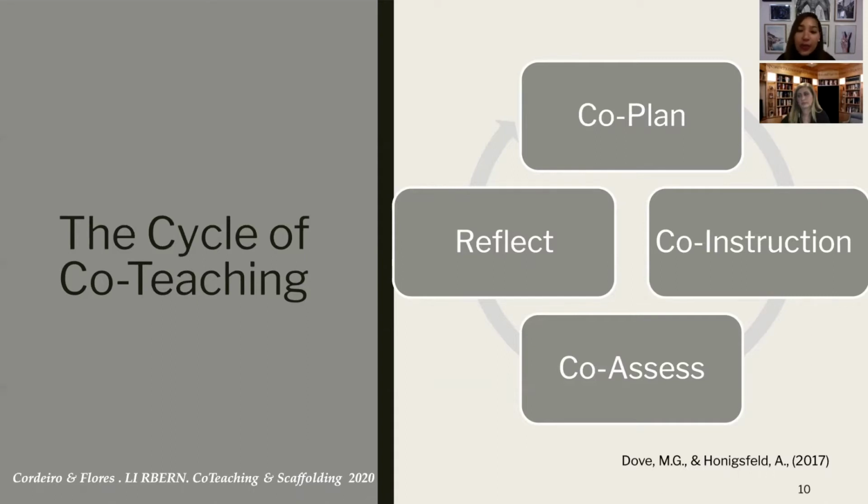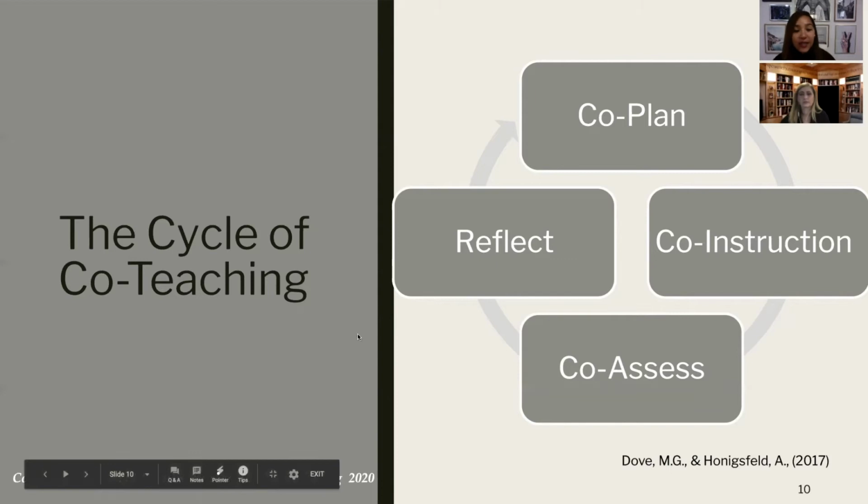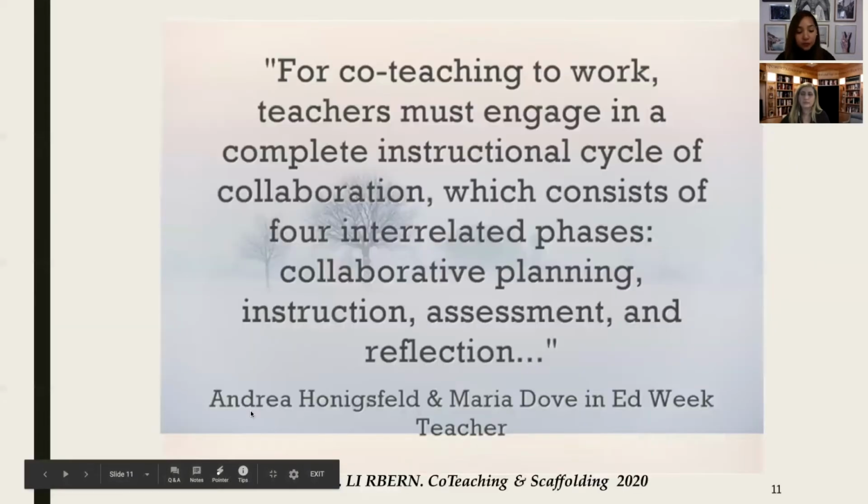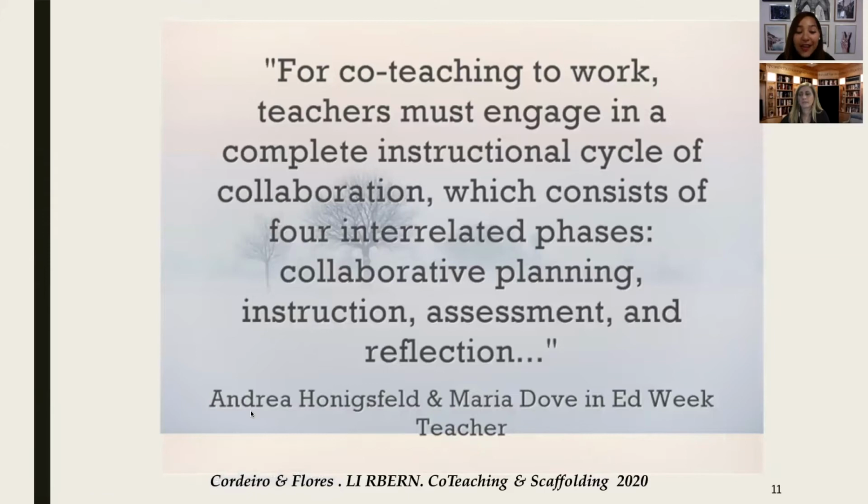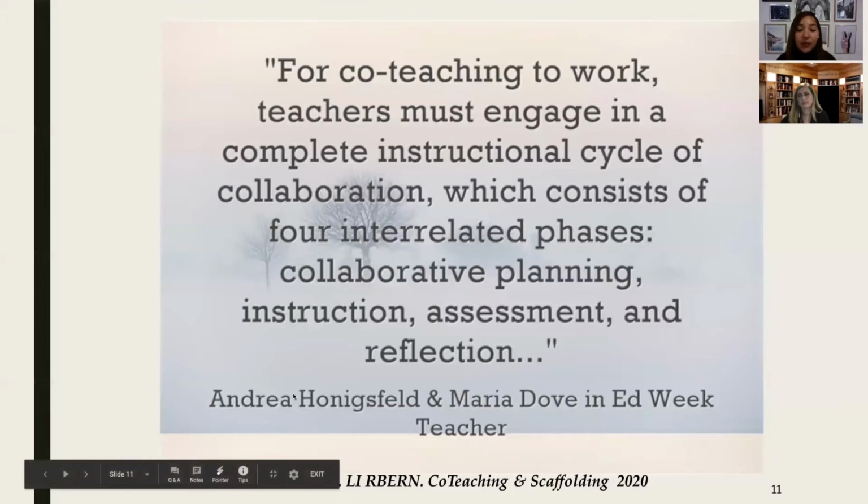So how do we implement co-teaching with integrity? Co-teaching experts, authors, and international presenters, Andrea Honigsfeld and Maria Dove, have this to say about co-teaching. For co-teaching to work, teachers must engage in a complete instructional cycle of collaboration, which consists of 4 interrelated phases: collaborative planning, instruction, assessment, and reflection. So with this quote in mind, let's take a look at each phase of the co-teaching cycle.